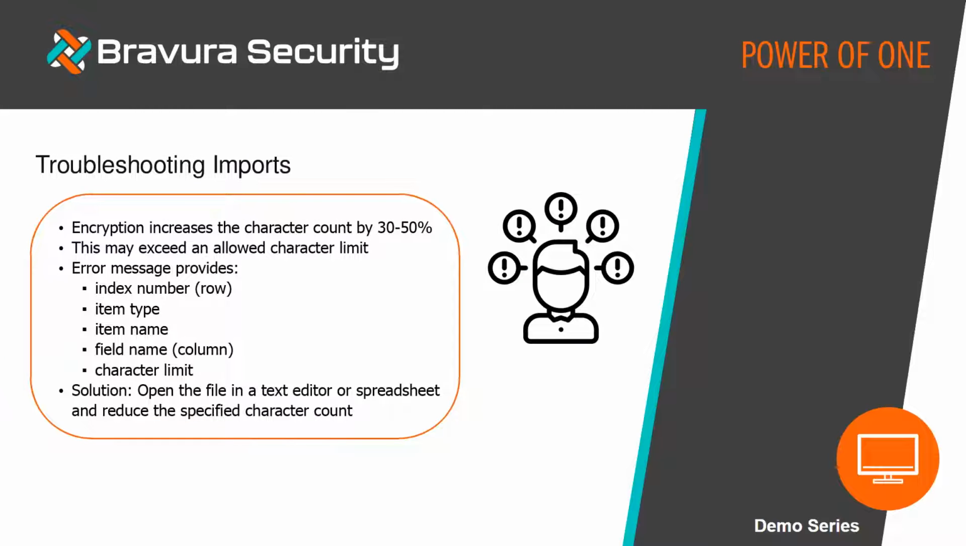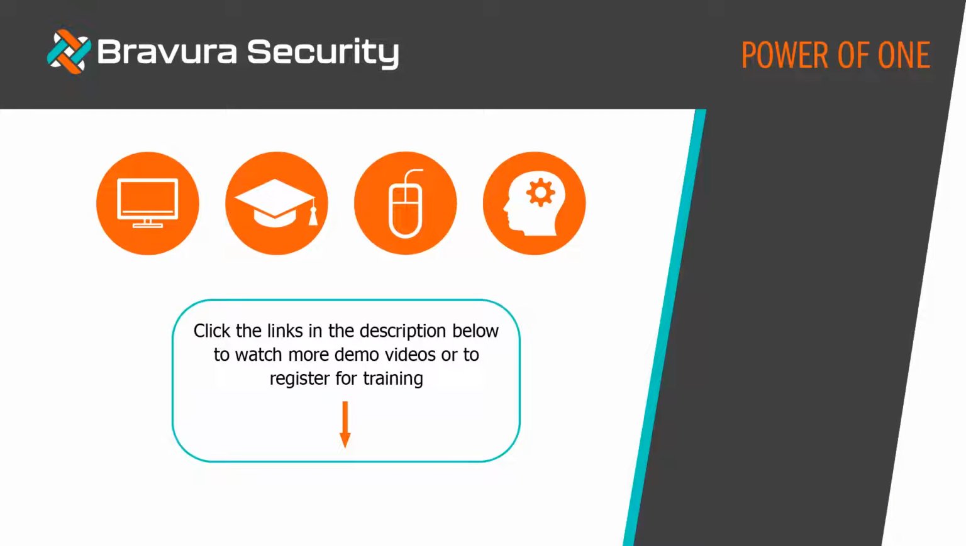When a file is imported to Bravura Safe, local encryption increases the character count of data fields by 30 to 50%. This may result in an import error indicating that a field character limit has been exceeded. This has a higher chance of occurring with the Notes field, as it tends to hold longer values. The error message will provide an index number corresponding to the row, the item type, the item name, the field name or column, and the allowed character limit. The import error can be resolved by opening the export file in a text editor or spreadsheet and reducing the specified character count. This concludes our demonstration of importing data to Bravura Safe.